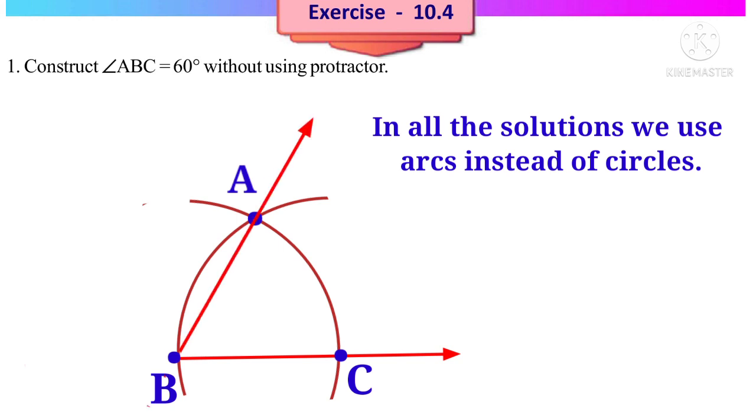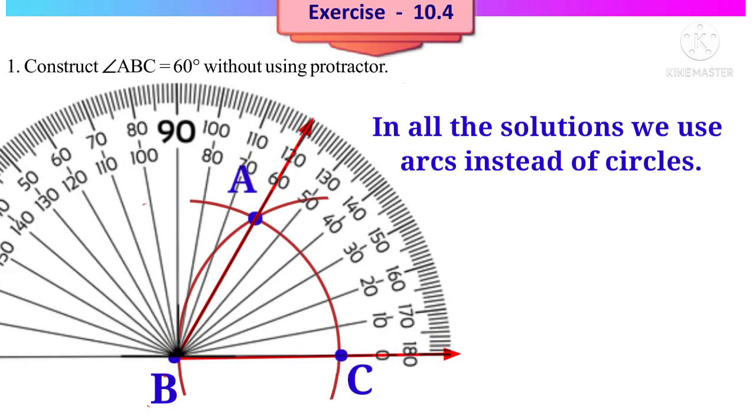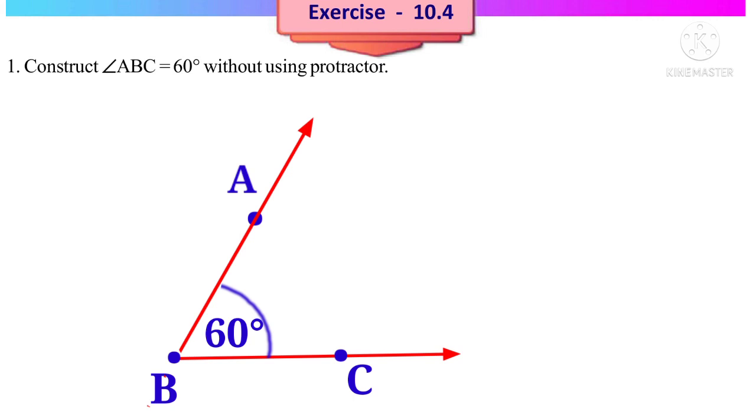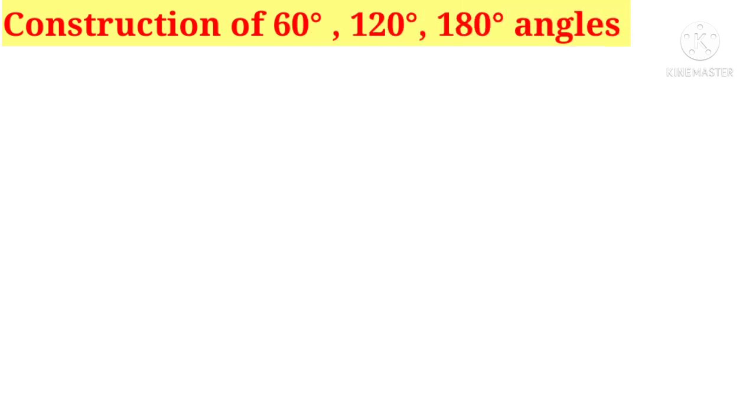Measure the angle with a protractor. Observe that it is showing 60 degrees. So angle ABC is equal to 60 degrees angle is constructed. Construction of 60 degrees, 120 degrees, 180 degrees angles.